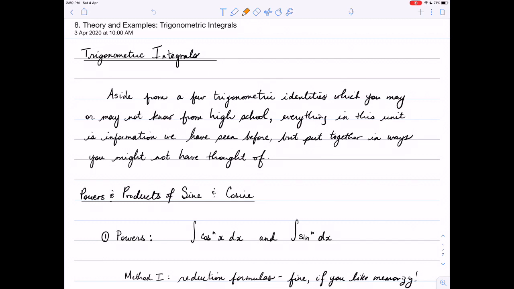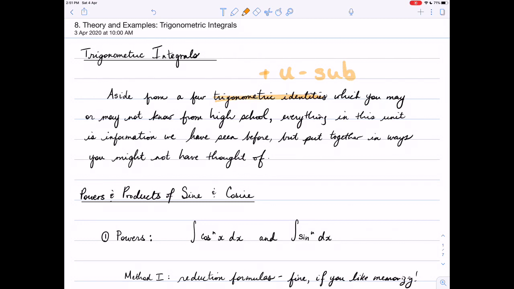And so there's actually very little theory here that's new. Mostly we're going to be basing ourselves on trigonometric identities, which you may or may not know from high school. Some of those might be new to you, but you might actually know those from high school. And then we're going to be doing things exactly like that, trigonometric identities plus some u sub that we'd done before.